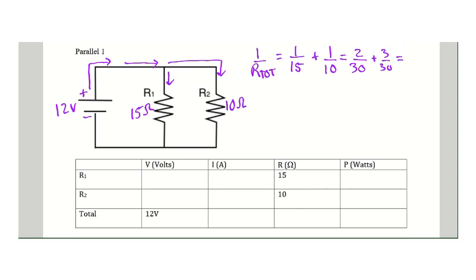Okay, so we add across the top. 2 plus 3 is 5 30ths. So I know that 1 over R total is equal to 5 over 30, which reduces to 1 over 6. So that means that if I flip 1 over R total and I flip 1 over 6, I get my total resistance in this parallel circuit is equal to 6 ohms.